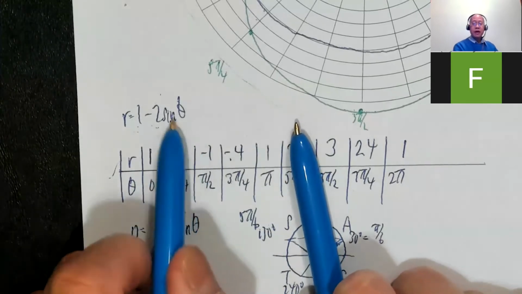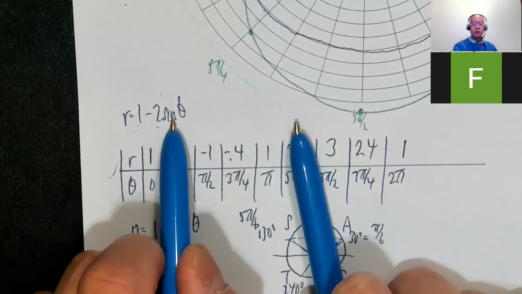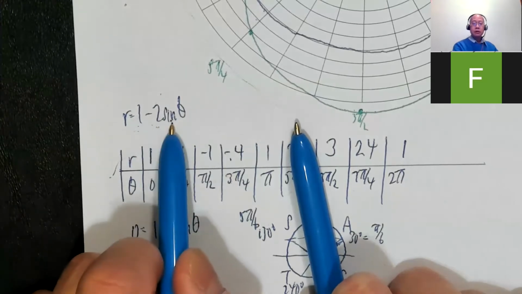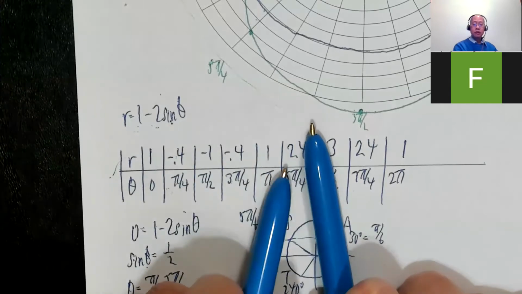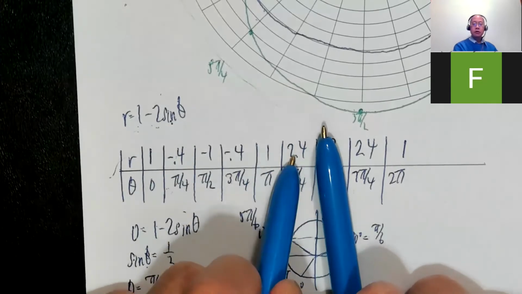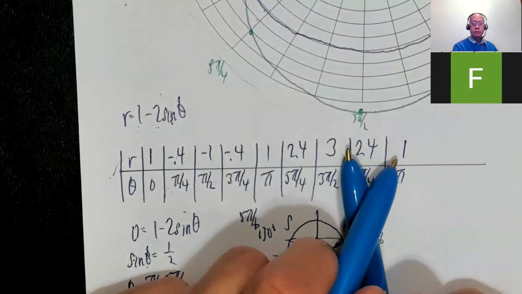Okay, now 5 pi over 4. Sine of 5 pi over 4 is negative radical 2 over 2. I'll get a double negative. So it's going to be 1 plus radical 2, 1 plus 1.4, 2.4. So 1, 2.4, 3, 2.4, 1.